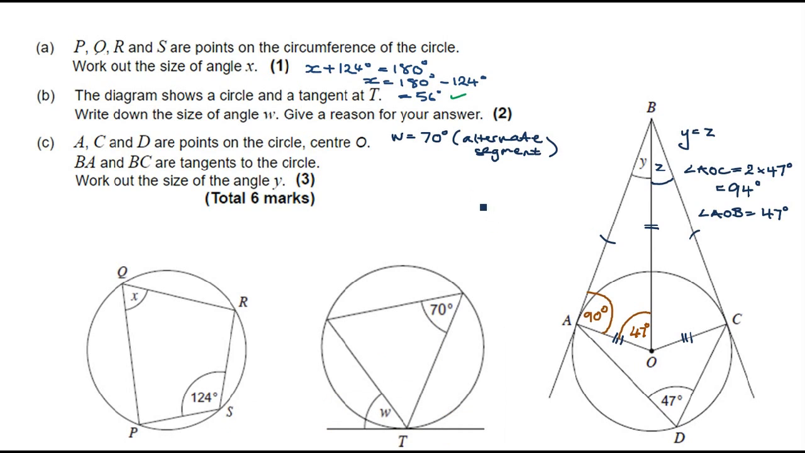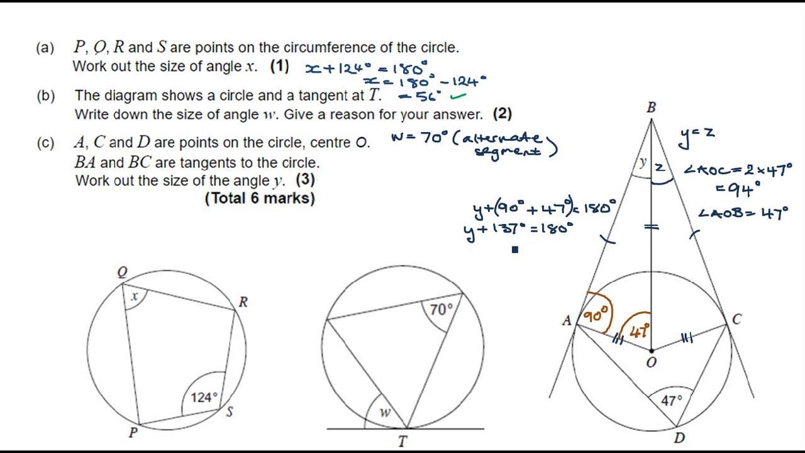Third angle is y. So we know that y plus 90 degrees plus 47 degrees equals 180 degrees. Okay, let's now add the 90 degrees and the 47. So that's very easy to do mentally. So it's the same as 100 plus 37. So it's 137. So we've now got y plus 137 degrees equaling 180 degrees.